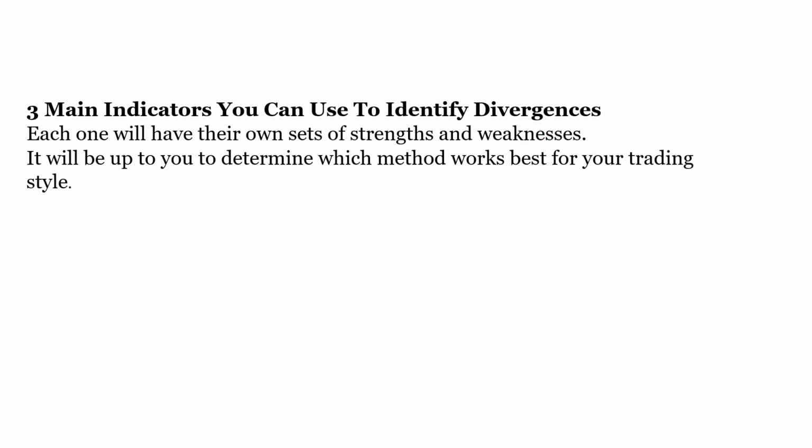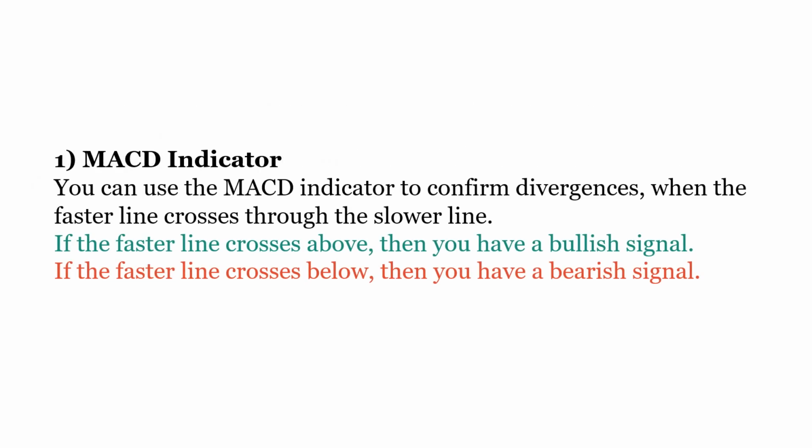There are three main indicators you can use to identify divergences. Each one will have their own sets of strengths and weaknesses. It will be up to you to determine which method works best for your trading style. The first one is the MACD indicator.